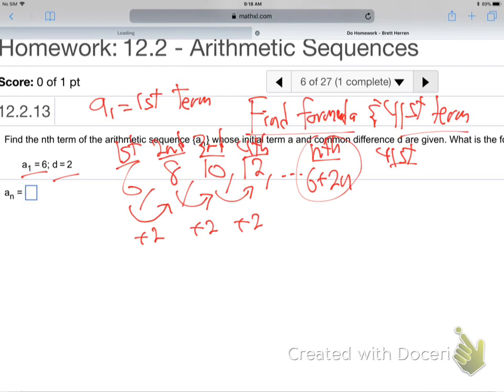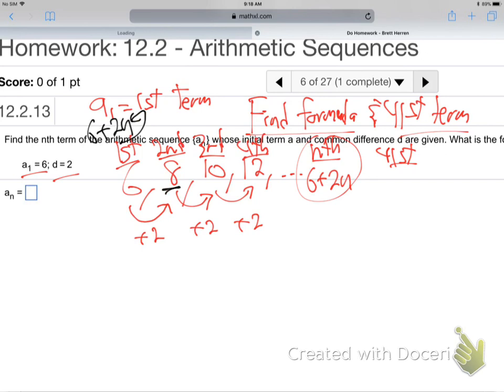Is that right? Some say no? Don't think so? Why not? You're testing it out? Yeah, test it. Good idea. Whenever you think something, test it out. Good job. So if it was really 6 plus 2n, then when you put 1 in for n, the first term, you get 6 plus 2, you get 8, which is actually the second term.